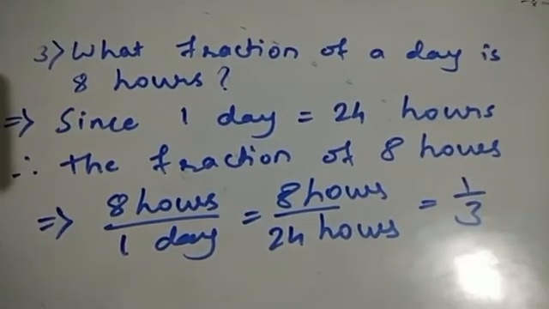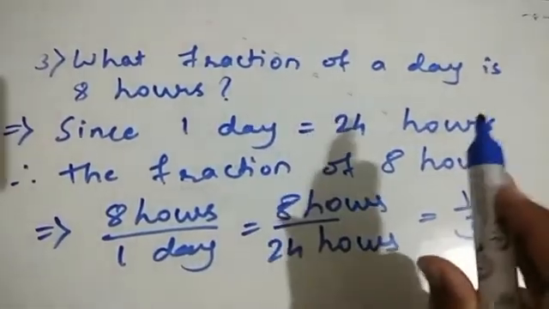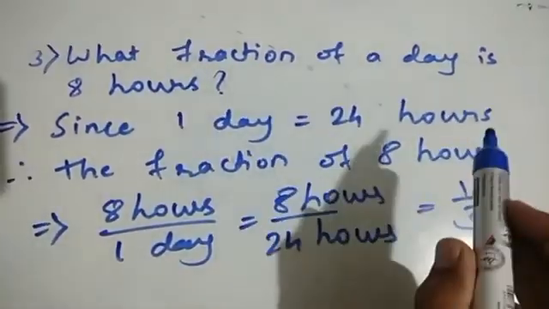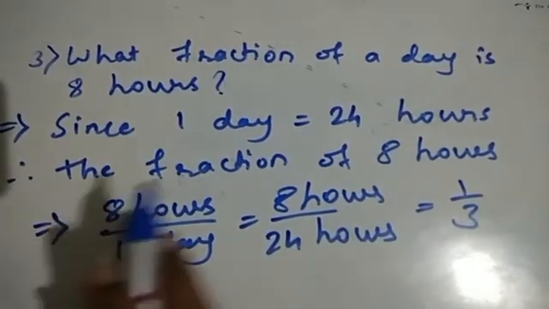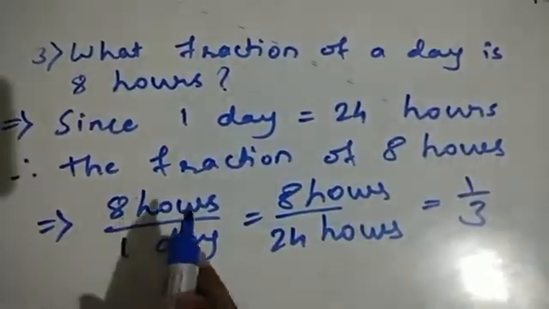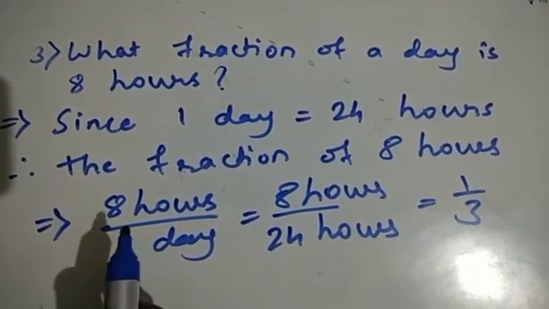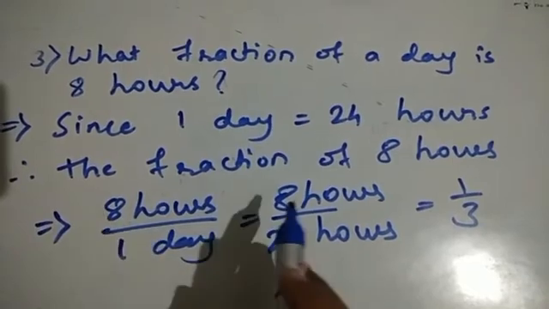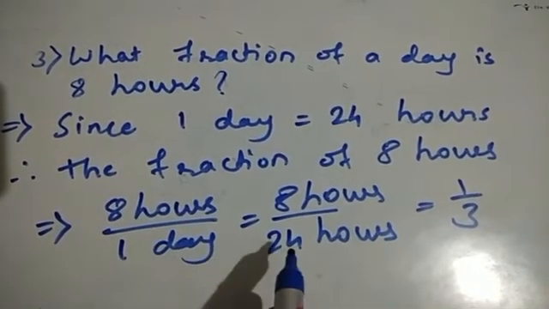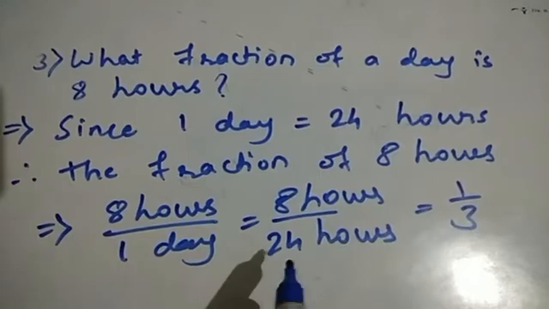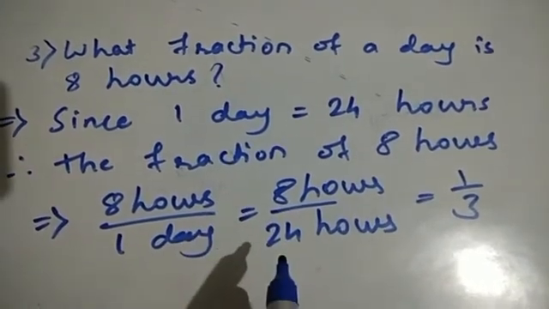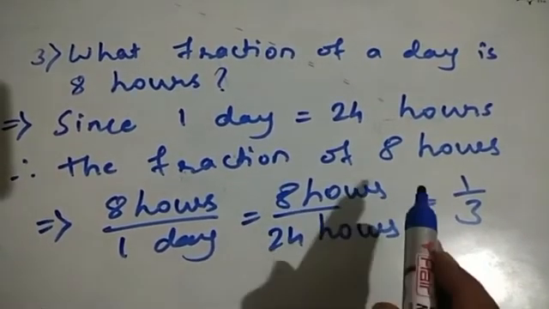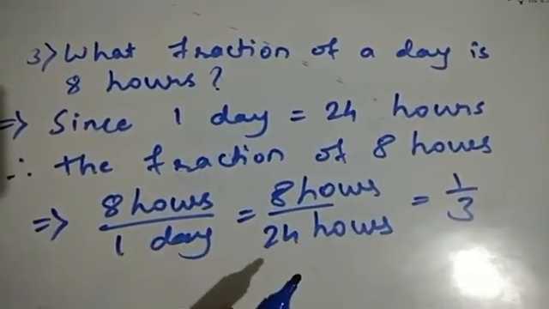See one more example. What fraction of a day is 8 hours? Students, we know that 1 day is equal to 24 hours. Now therefore the fraction of 8 hours is 8 hours divided by 1 day because we need to represent 8 hours as a day. 1 day is equal to how many hours? 24 hours. Therefore 8 upon 24. So 8 upon 24 we can reduce to its lowest term. 8 ones are 8, 8 threes are 24. Therefore 1 upon 3 is the required fraction.